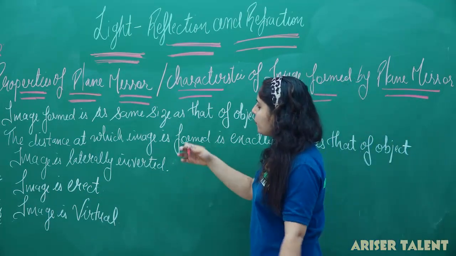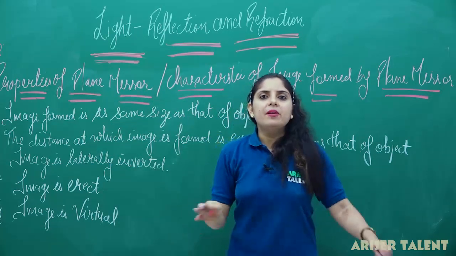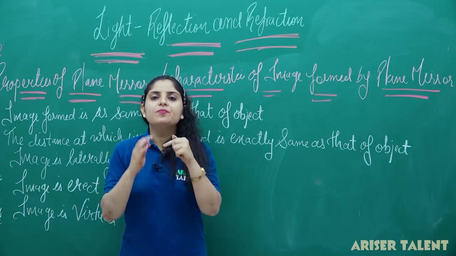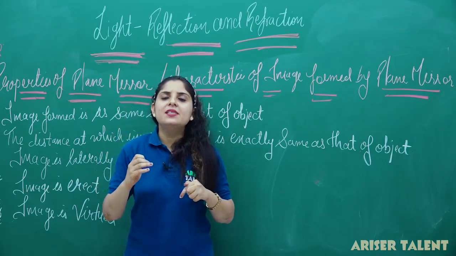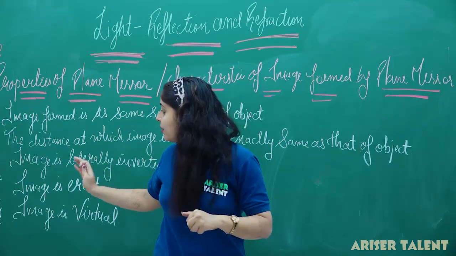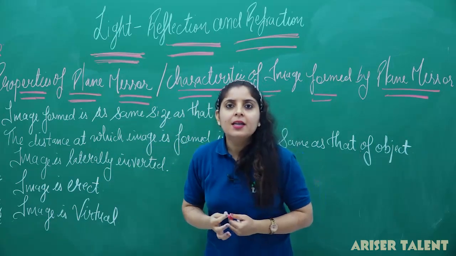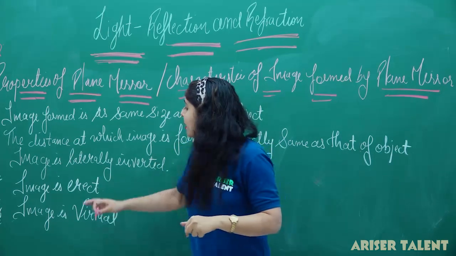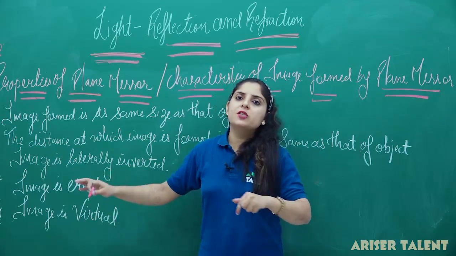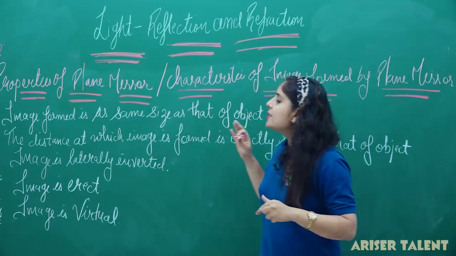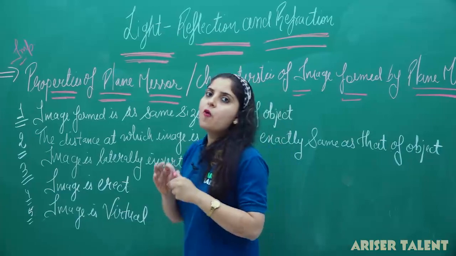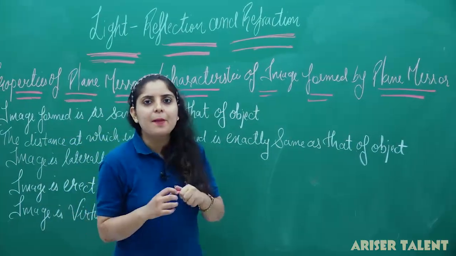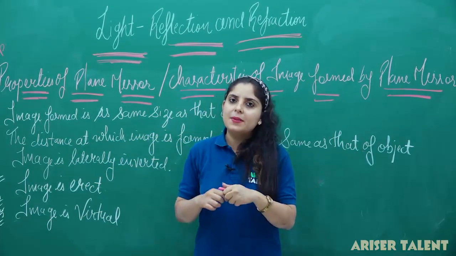Now, let us do a quick revision again, that the plane mirror image is formed exactly the same size as the object. The image is formed at the same distance as the object is placed. Third, the image is laterally inverted. It means the left is going to appear as right and right is going to appear as left. The image formed is erect and the image formed is virtual. So, these are some of the characteristics of the image formed by the plane mirror we have. So, this is again a very important theoretical question from this chapter. So this can be important from your CBSE point of view.